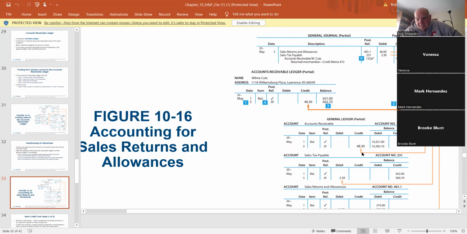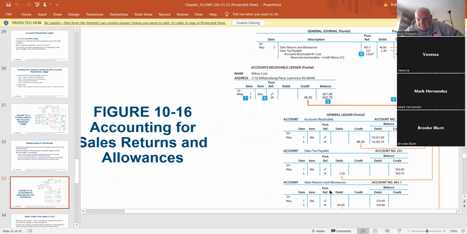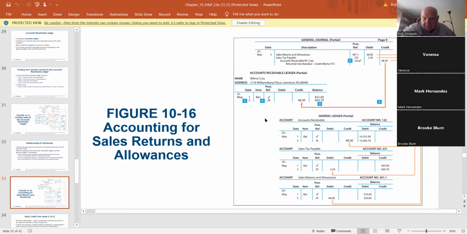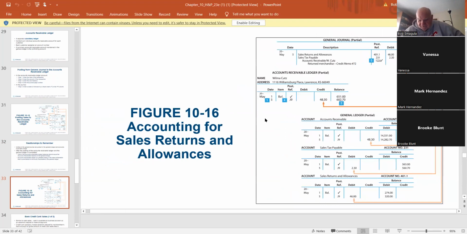We're going to credit AR. We're going to debit sales tax payable and debit the sales returns and allowances. We do the same thing with the AR ledger. Her balance was $651. Now we're giving her credit for $48.30, bringing her balance down to $602.70.